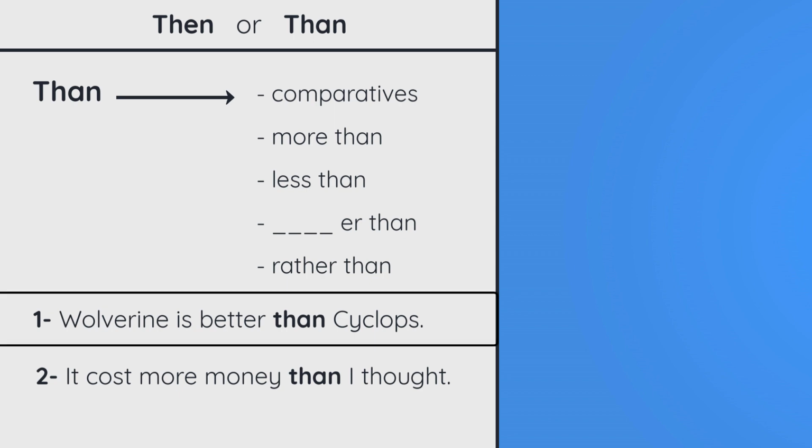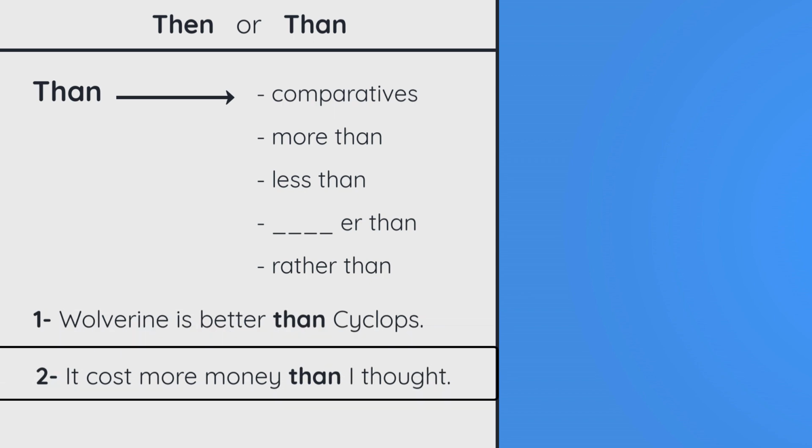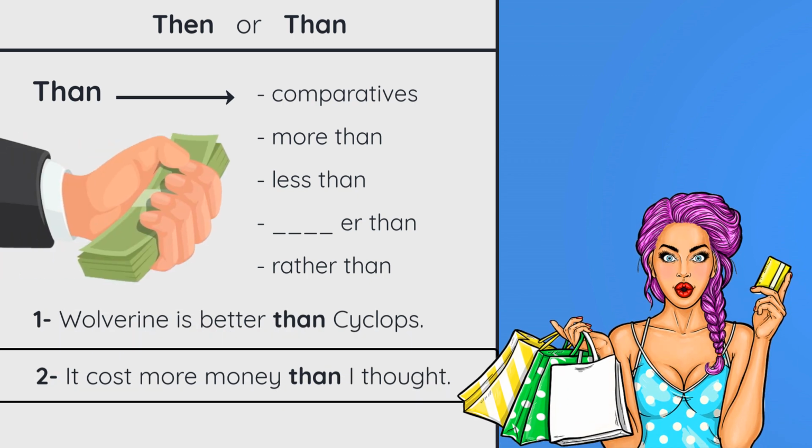Let's look at some example comparison sentences. Number one: Wolverine is better than Cyclops. This is something I feel confident about. And notice, T-H-A-N. Sentence number two: it cost more money than I thought. This happens a lot when you go shopping. You buy something, you didn't really look at the price. Oh, it costs more money than I thought. So if you see the word more, the word less, something with er, or rather, these are clues that it's going to be than.